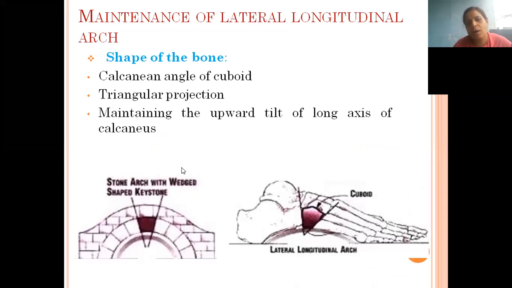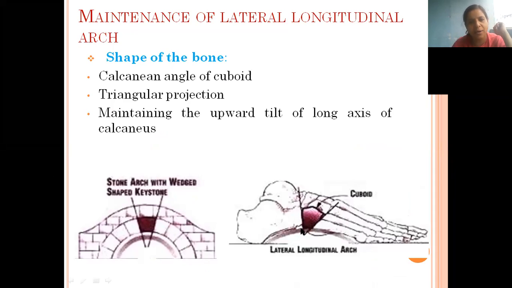Then that was all about the medial arch. Similar things, only the names of the muscles will be different, because this is the lateral view now. So this is the lateral longitudinal arch. Now we know the shape of the bone is very irregular, and here the keystone is the cuboid bone. Okay, the keystone is the cuboid bone.